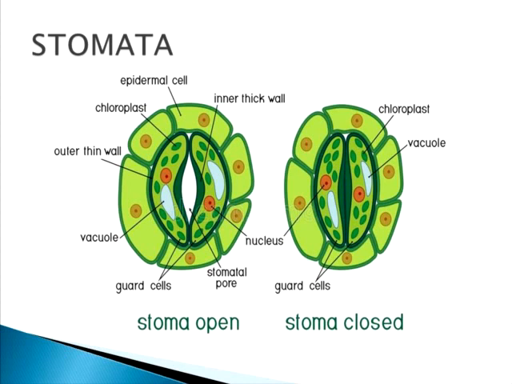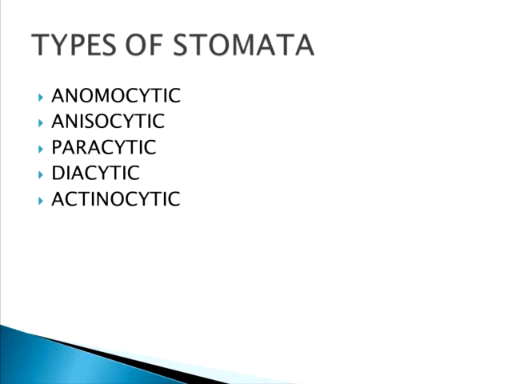Now we come to the various types of stomata, depending upon their association with the subsidiary cells. The stomata is surrounded by two guard cells, and the two guard cells are also surrounded by a certain number of cells. These are known as subsidiary cells. Accordingly, the stomata are typed as anomocytic, anisocytic, paracytic, diacytic, and actinocytic.